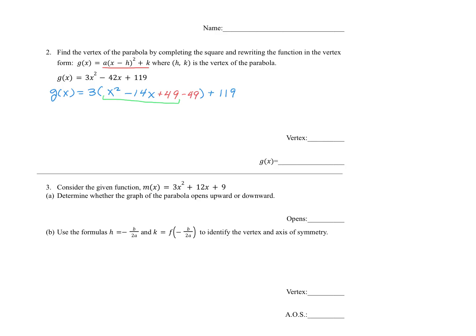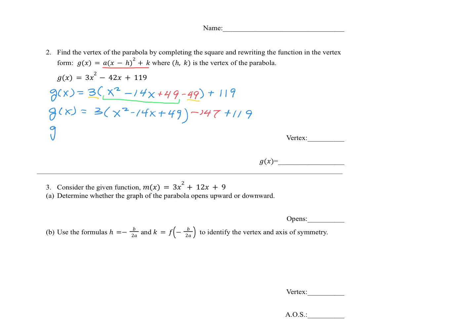So I'm going to have g of x equal to 3 times (x squared minus 14x plus 49). And now when I take that 3 out, you'll notice that it must be multiplied times 49, and that's going to make a -147. So I have a -147 behind this. And of course, I still have the plus 119 hanging out back there.